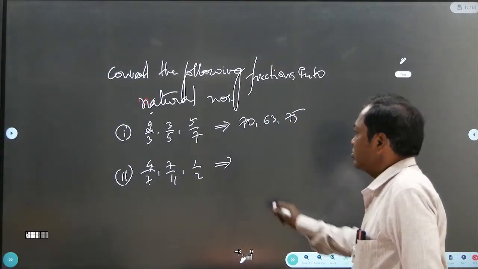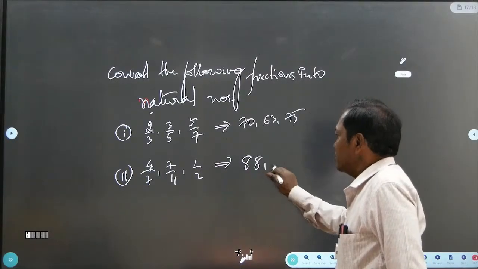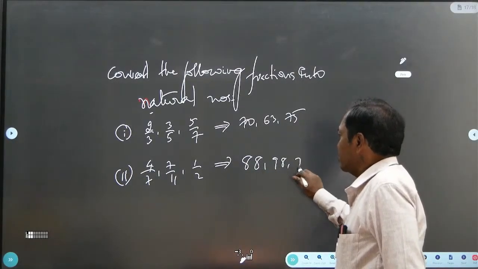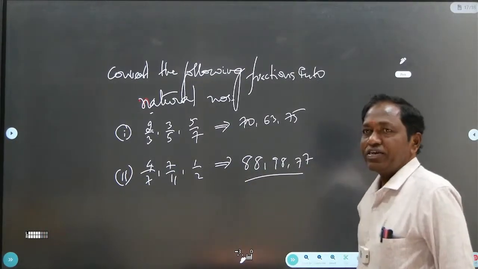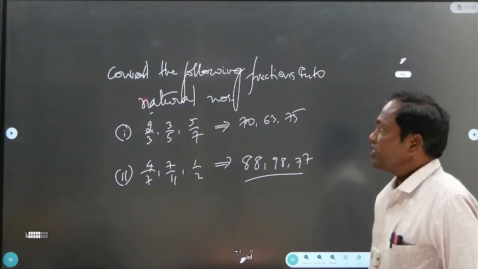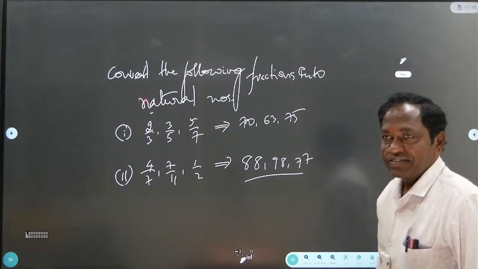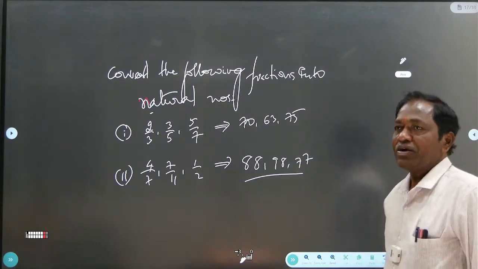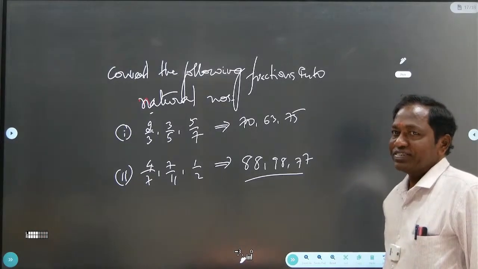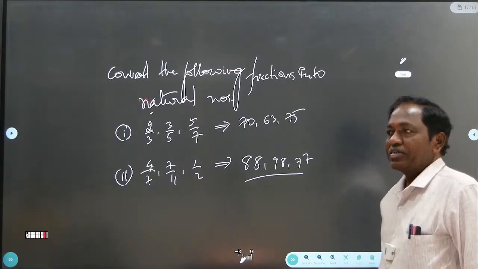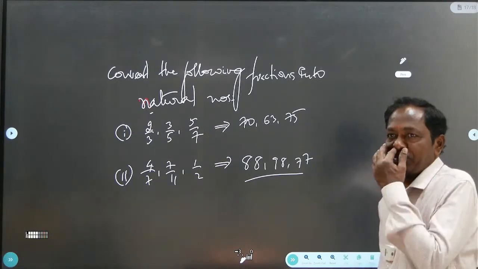88, 98, 77. These are the numbers. Now we can count, because fractions are not countable numbers. We discussed that in the previous class. Decimals are also not counting numbers. That will be part of the rational and irrational numbers. It will come like that.